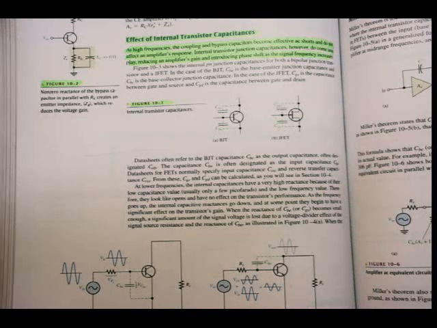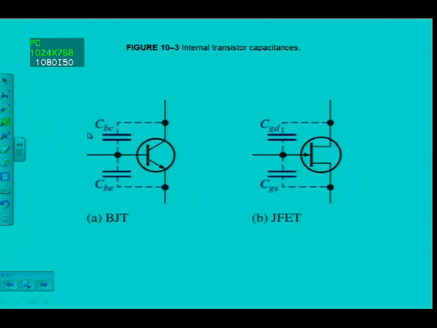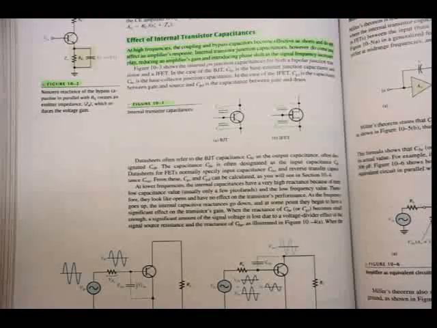Let's have a look at the effect of the internal transistor capacitances. Where are the internal capacitances? They are formed between base-collector and base-emitter because of the construction. So you can see in the BJT and the JFET that is the case. So these are internal capacitances formed in the transistor.